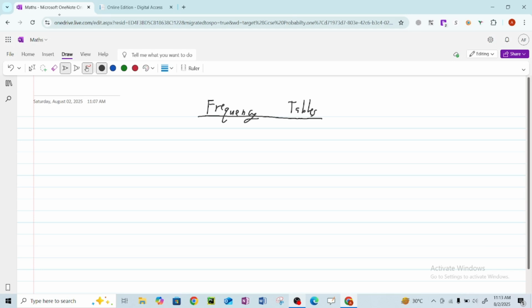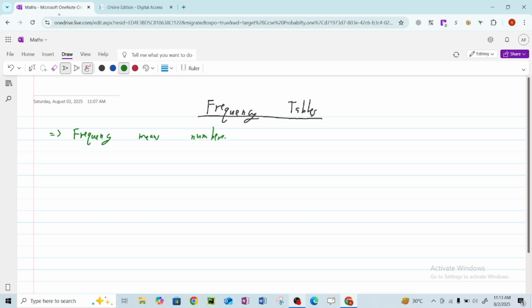Today we're going to be doing the frequency tables. Now, what is frequency and what significance does it have over here in statistics? Let's first start with the first question. Frequency means numbers.